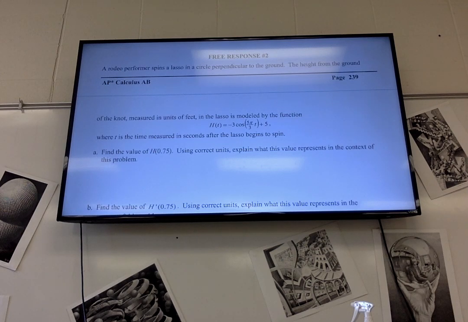A rodeo performer spins a lasso in a circle perpendicular to the ground. The height from the ground of the knot, measured in units of feet, in the lasso is modeled by the function, where T is the time measured in seconds after the lasso begins to spin. Find the value. Now remember, this is a calculator problem. All right.